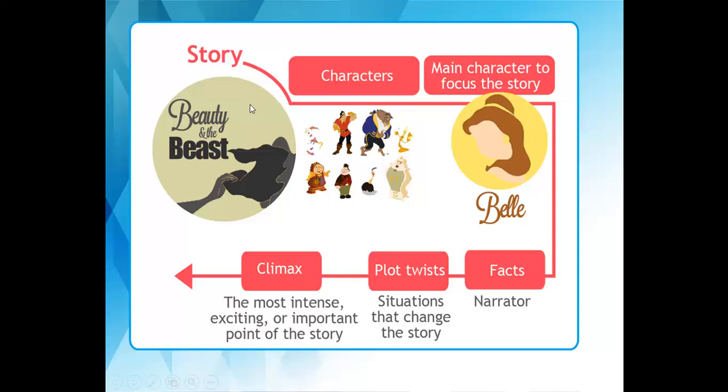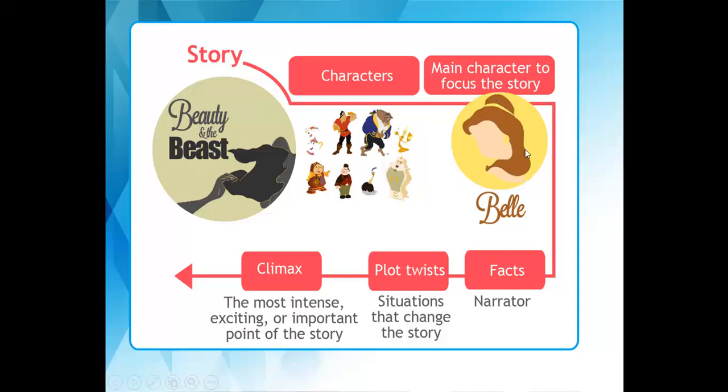We're going to make an example to see each one of the parts that a news package must have. The first thing is that we have to think about a story. And the story that we're seeing as an example here is Beauty and the Beast. Here we have some characters that are part of the story. And then we're going to have a main character where we're going to focus the story.